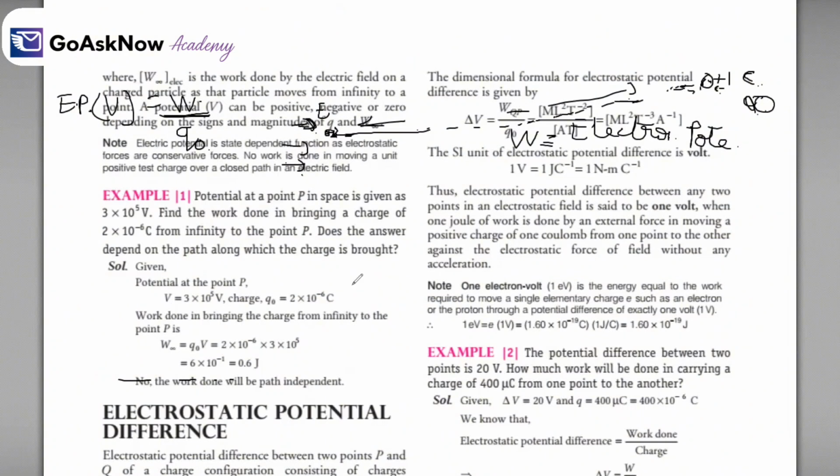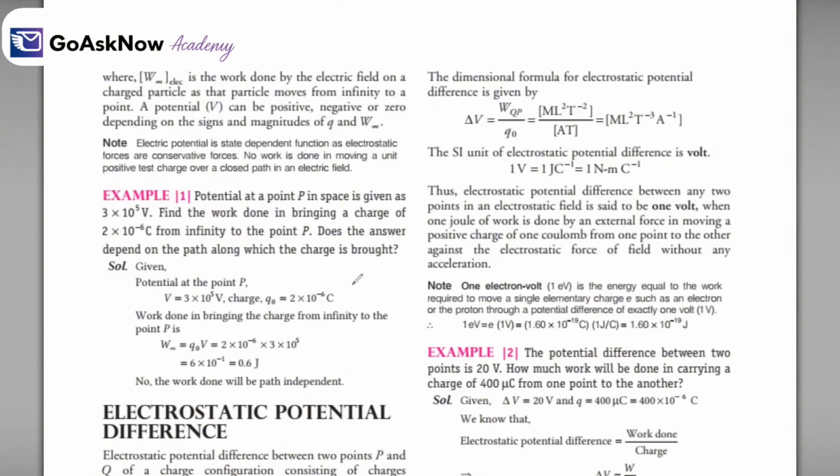What it says: the potential at a point P in space is given as 3 into 10 to the power 5 volt. Find the work done in bringing a charge of 2 into 10 to the power minus 6 coulomb from infinity to the point P. Does the answer depend on the path along which the charge is brought? So we have to find the work done in bringing a charge from infinity to the point, which is asking for the electrostatic potential value.